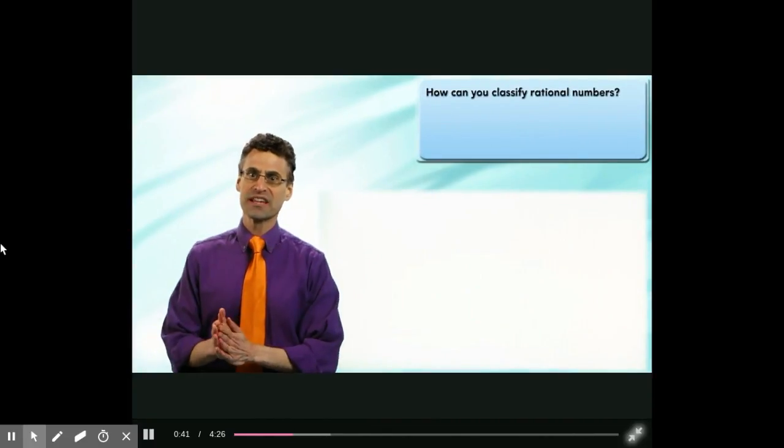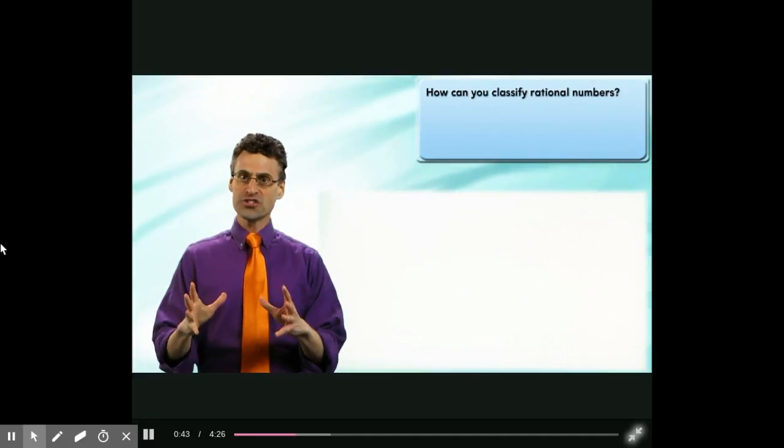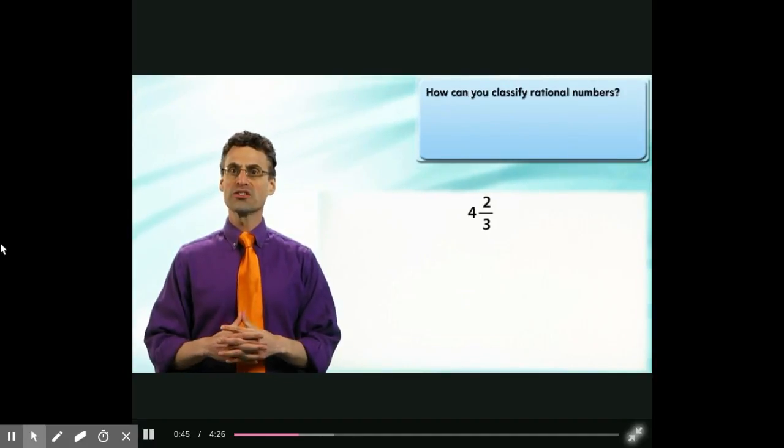So I thought it would be fun to take a look at some examples of numbers and see if they're rational numbers or not by writing them as a over b, where a and b are integers and b is not 0. Let's check out our first one together and see what we think. So the first challenge is to look at the number 4 and 2/3.